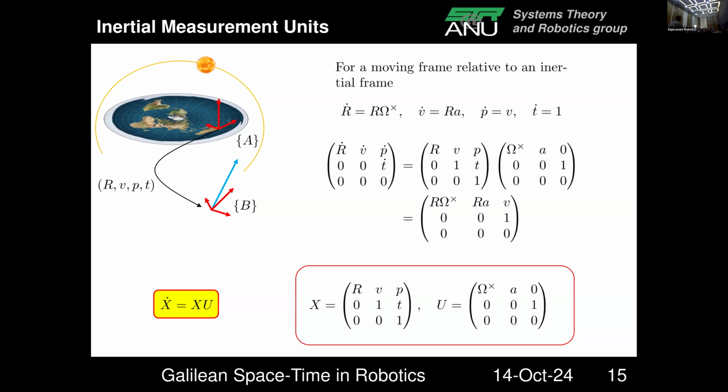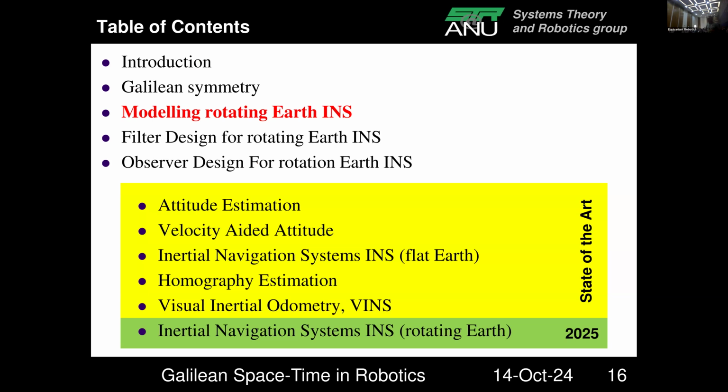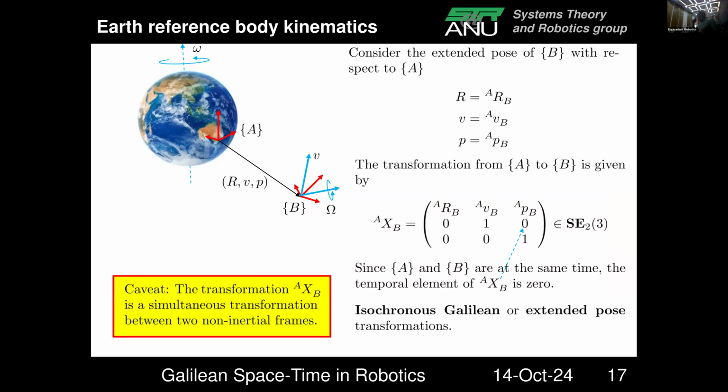So not only do you get your inputs, but you actually get the natural structure of Galilean space-time that comes out of this. So it's very, very cool. All right, so now I'm going to use this to model rotating frame Earth. This is the problem that I set up at the start.